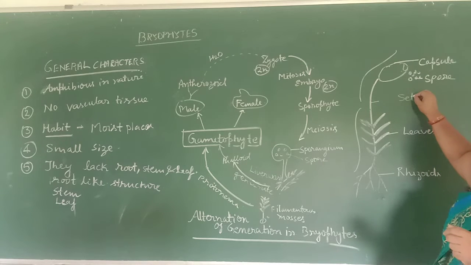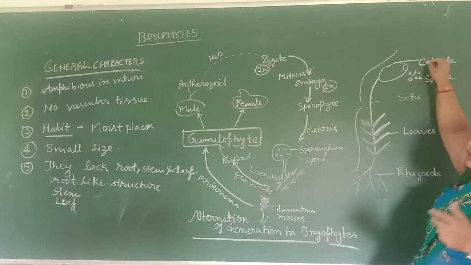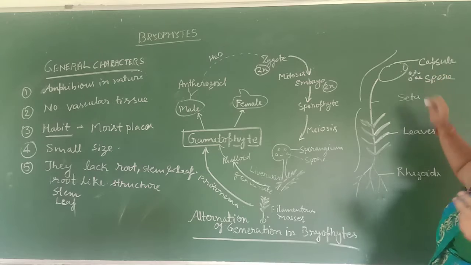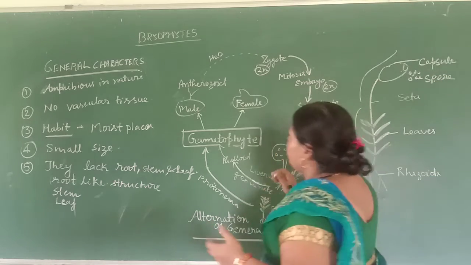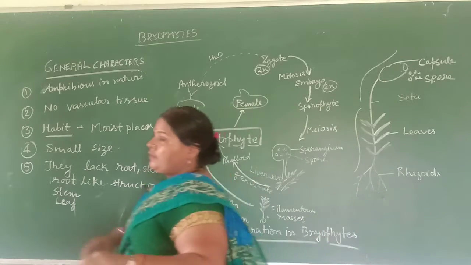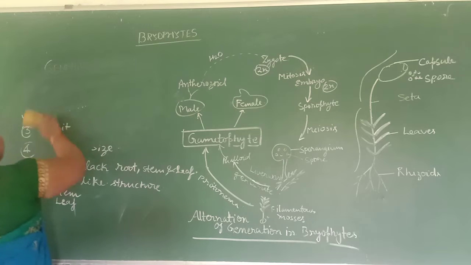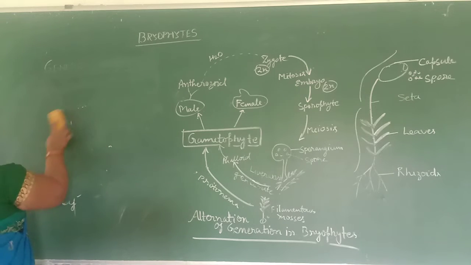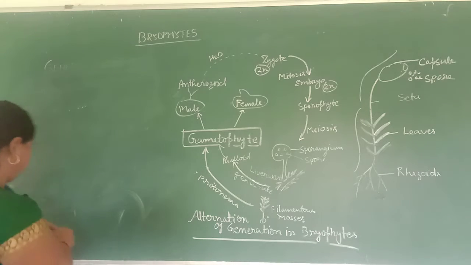Here you see the seta, here you see the foot, and here you see the capsule. The capsule is filled with spores. After that, you see the life cycle of the bryophytes. We are going to learn about the life cycle of the bryophytes.